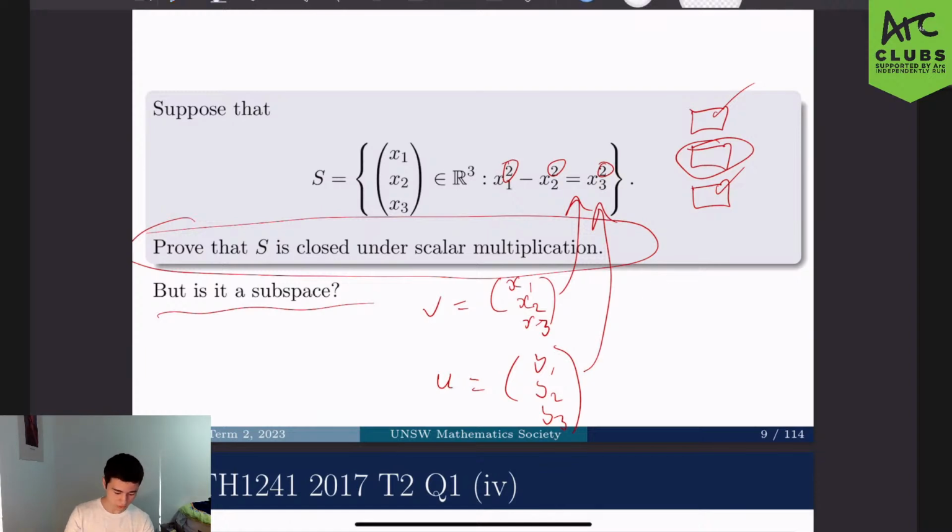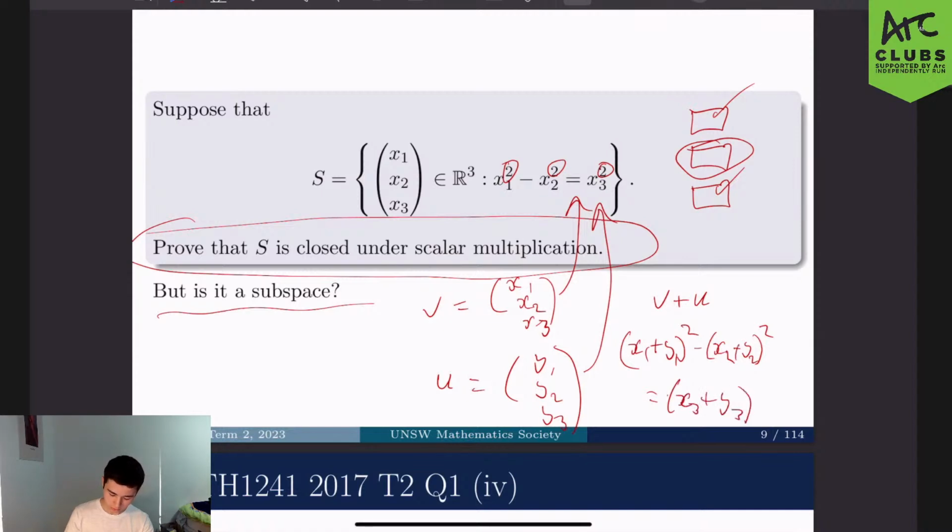Now, we need to consider whether v plus u is in the set. So what this implies is, is x1 plus y1 all squared minus x2 plus y2 all squared going to be equal to x3 plus y3 all squared?